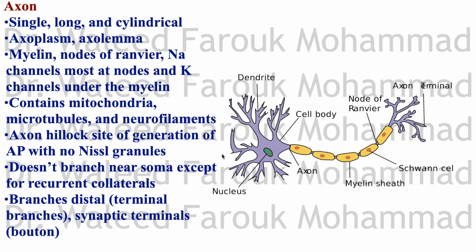The axon contains mitochondria, microtubules, and neurofilaments. The axon hillock, as mentioned before, is the site of generation of the action potential, and it's devoid of Nissl granules. The axon doesn't branch except giving a collateral when it leaves the cell, but branches only at the end, called terminal branches, and each terminal branch has a synaptic terminal, which is called the synaptic bouton. See the terminal branches of the axon.